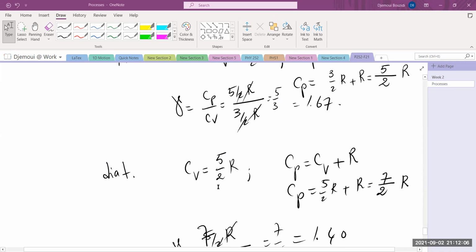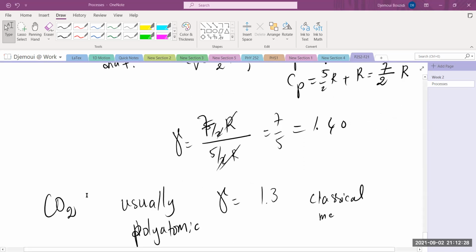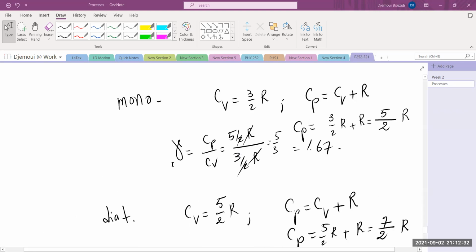Okay, for a diatomic gas, we saw 3 degrees of freedom plus 2 for the rotation. So CV is 5/2 of an R. We argued that CP, which is always CV plus R, is going to be 7/2 of an R. And if I do the ratio of CP over CV, the answer is going to be exactly 1.4. Make sense?